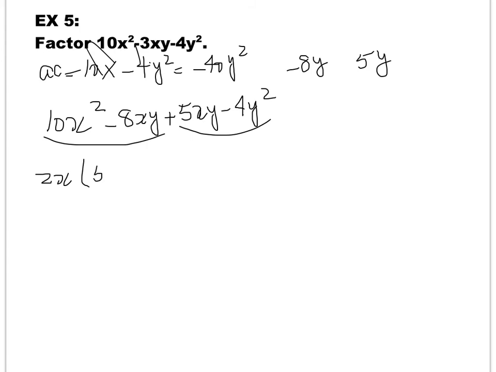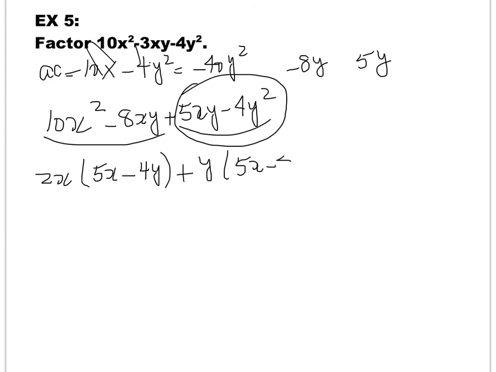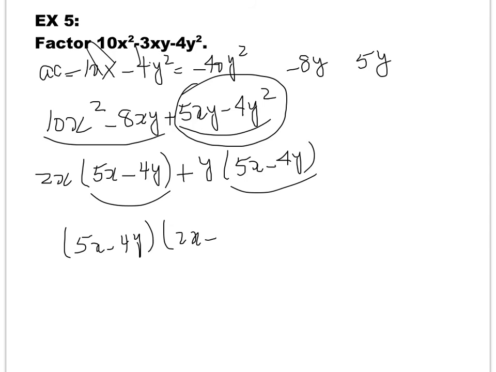So I get 5x minus 4y plus, the second two terms, they have y in common, so I take y out, so I get 5x minus 4y. Again, these two are common, so I get 5x minus 4y times 2x plus y.